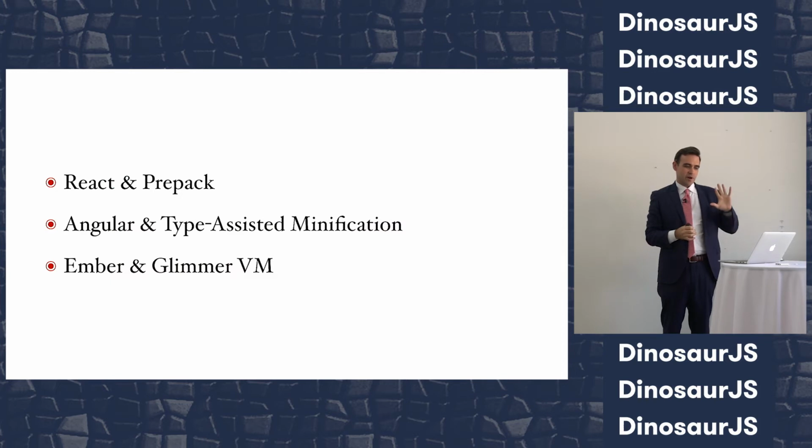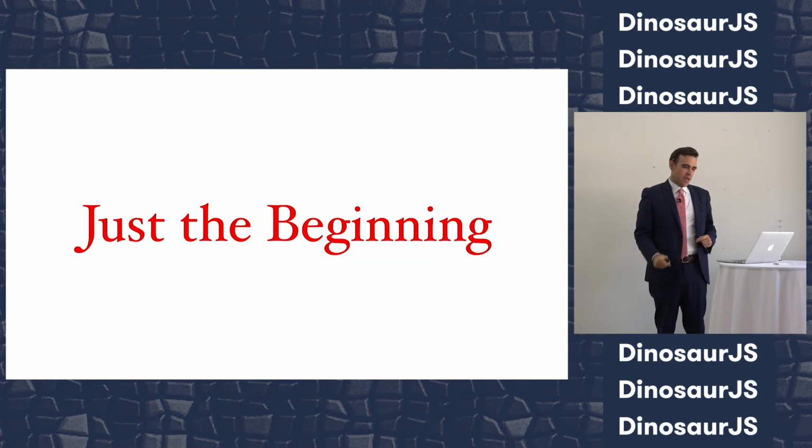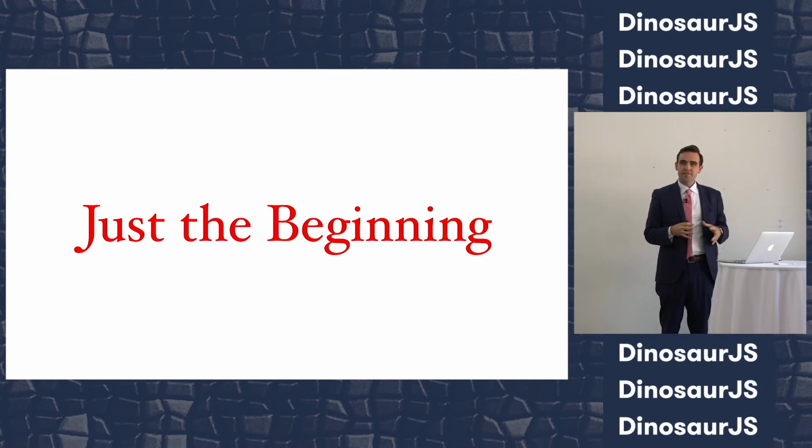So today we've talked about three popular frameworks and some of the things that they're doing to improve performance on mobile devices. It's important to understand that modern frameworks are becoming optimizing compilers. They're not just something that you drop into a page with a script tag. And I think this is just the beginning. There's this really exciting trend towards sophisticated tools that can analyze your app, perform optimizations that would be time-consuming, if not practically impossible for you to do yourself.